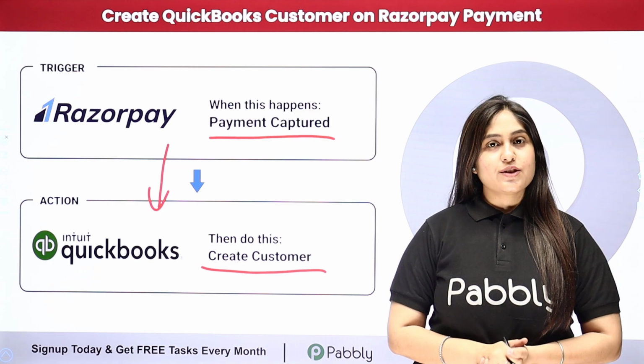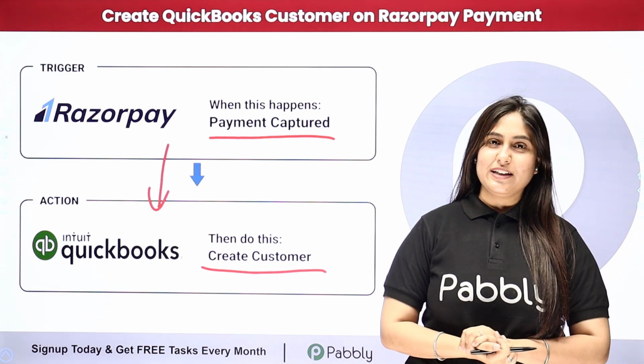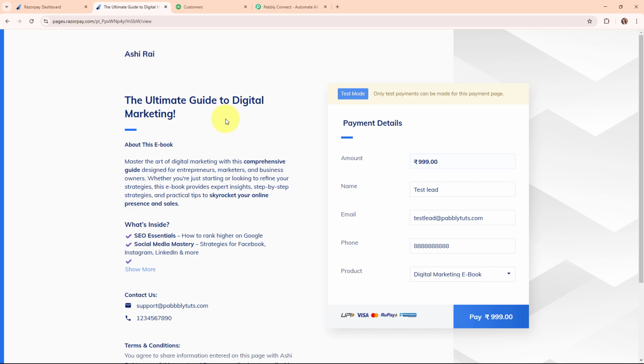So to see the working of this automation and to learn this process step by step, let me take you to my screen. Welcome to my screen. In this video, I'll show you how to automatically create a QuickBooks customer whenever a payment is received through Razorpay. This integration will help you save time by eliminating manual data entry and ensuring that every new customer is accurately recorded in QuickBooks. By the end of this tutorial, you will have a seamless automation in place to manage your customer records effortlessly.